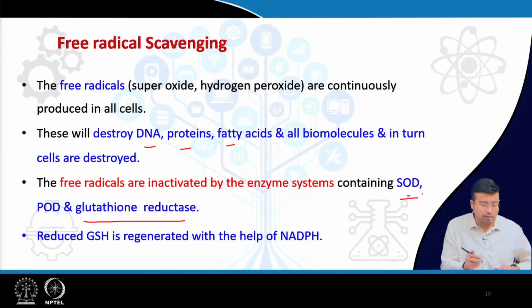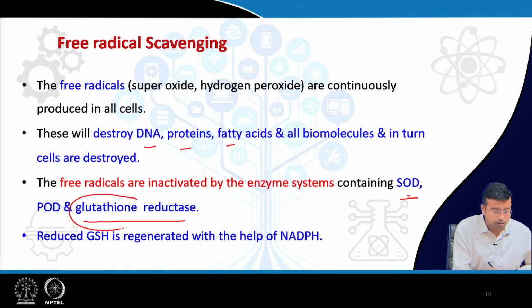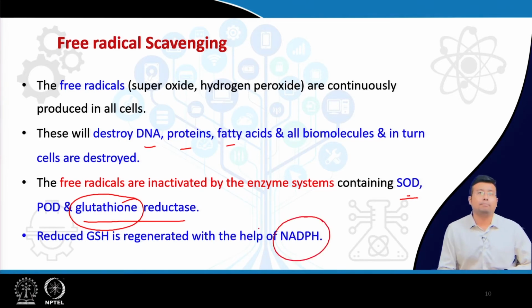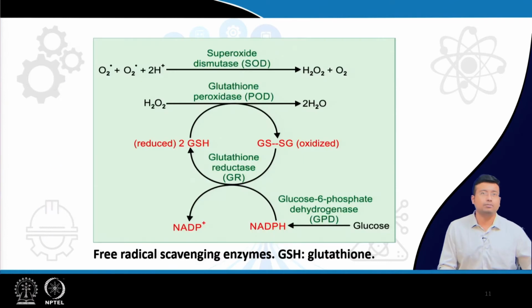But the most important is glutathione, especially in the reduced form. And who helps in reducing glutathione? The enzyme glutathione reductase. We will be seeing everything in a diagram very soon. Who actually helps in reducing glutathione? For reduction we need a hydrogen ion, right? This hydrogen ion is actually supplied by NADPH. So watch very carefully what is happening over here.